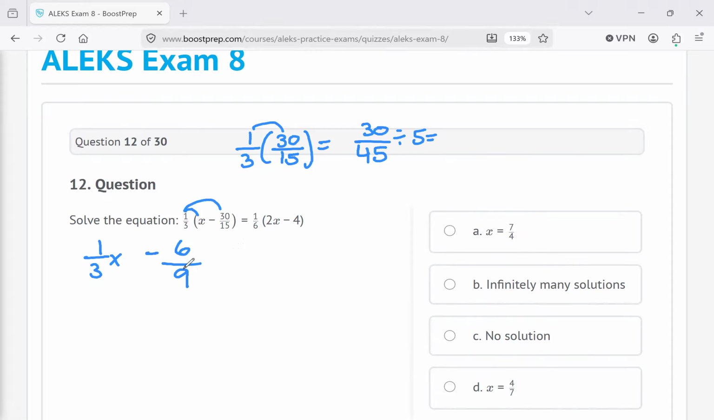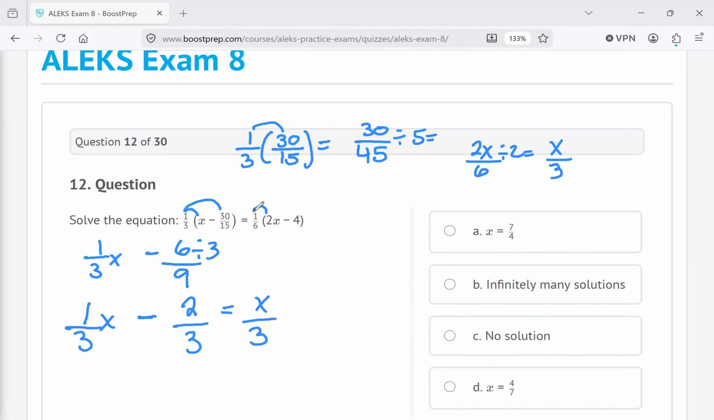Should I go further? Yeah. 6 divided by 3 is 2, and 9 divided by 3 is 3. Equals, and then 1/6 times 2x is 2x over 6, which can be reduced by 2, so x over 3. And then 1/6 times negative 4 is negative 4 over 6, which can be reduced by 2.